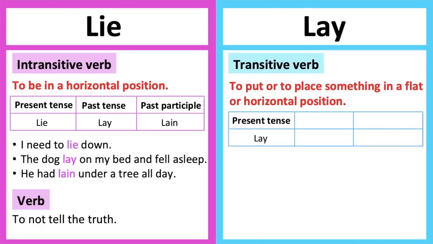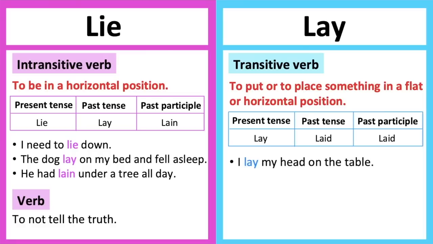The present tense is lay. The past tense is laid. The past participle is laid. Now let's go through some examples. I lay my head on the table. I is the subject, lay is the verb, my head is the direct object.